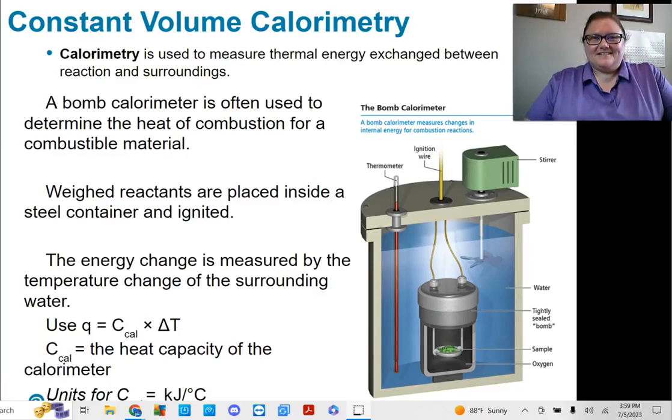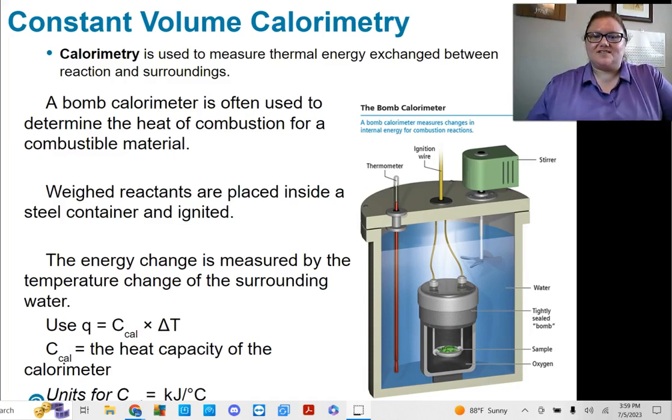Hey there. So let's take a look at where we left off earlier today in class. We're talking about the bomb calorimeter. And we had a question earlier that I mentioned I'd get back to you on, so let's talk about that. And that's the equation for the bomb calorimeter.